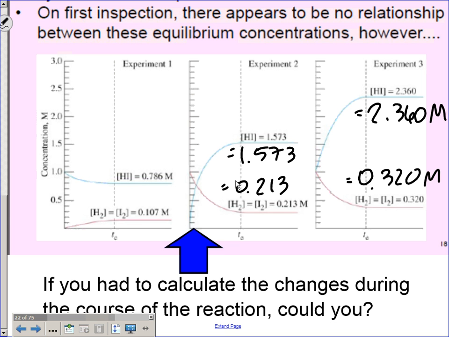So for the products, does that mean hydrogen and iodine are both that concentration? No, they're each that concentration.